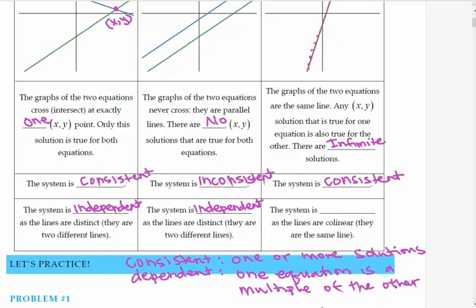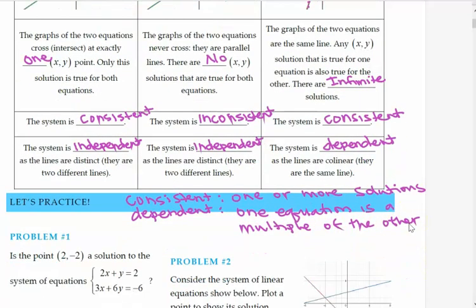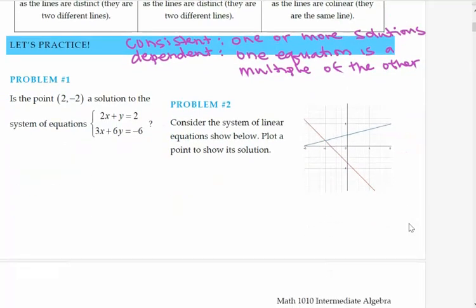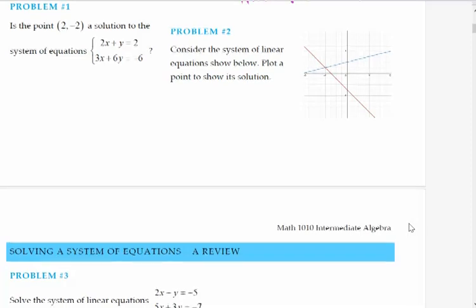And this system is dependent because when you look at the equations for these lines, you'll find that one is a multiple of the other. We'll do some examples where you can see where that happens. We'll go through some of these, and might skip some depending on time. If I skip any, feel free to go back and try them on your own to make sure you understand.